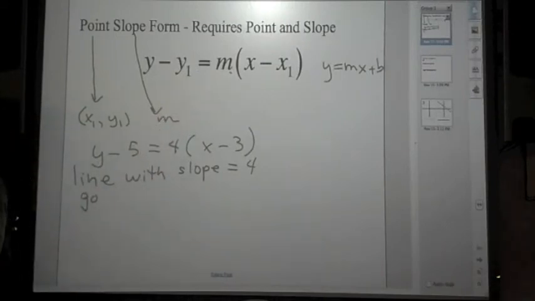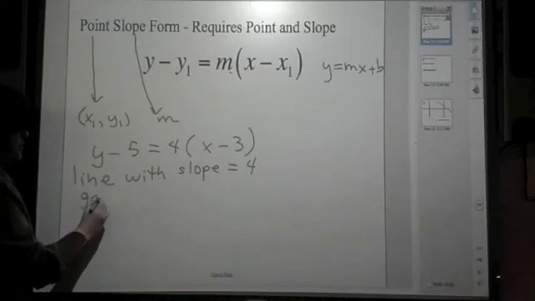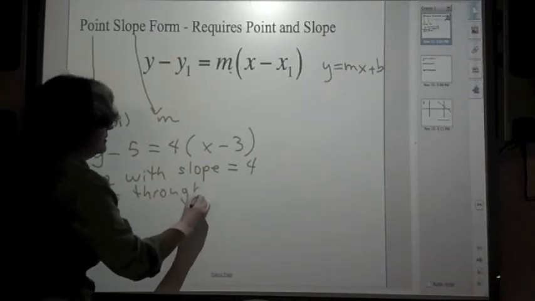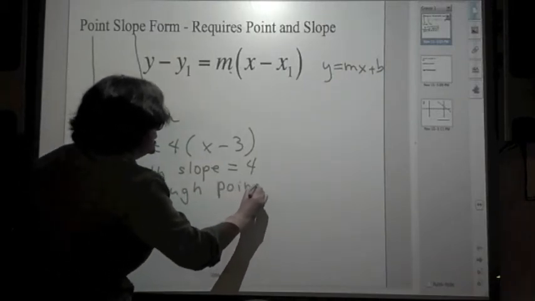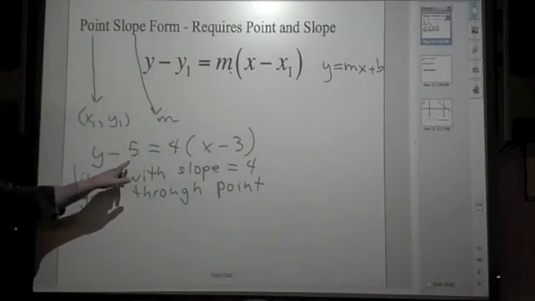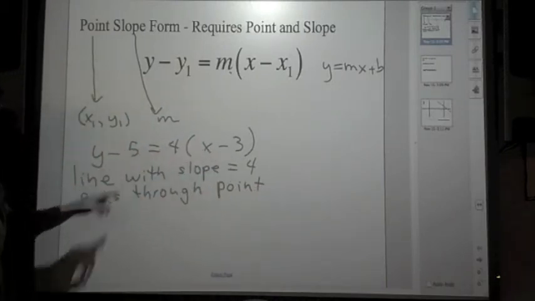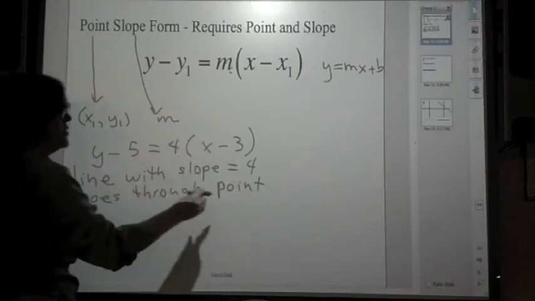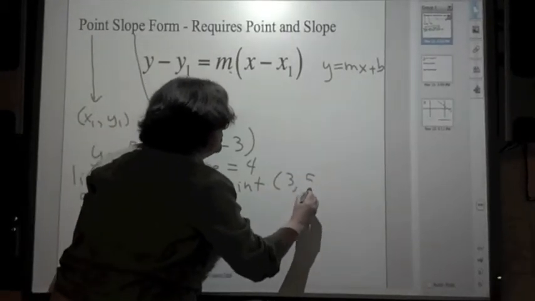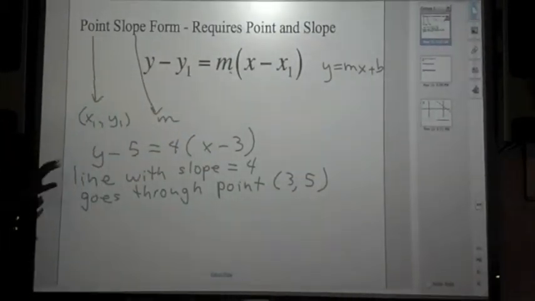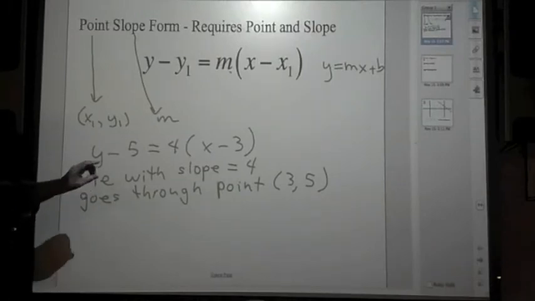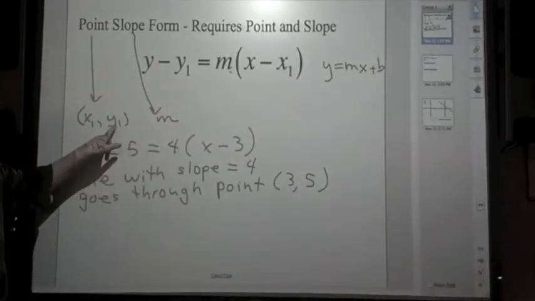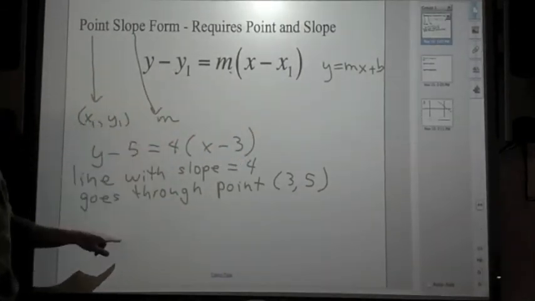We don't know what the y-intercept is, no idea yet, but we do know it goes through one other point. And the point is not 5, 3. It's going to be the point 3, 5. Just like usual, the x comes first, then the y. One of the things you want to watch out for always with this is you make sure that you have your x number with the x in the equation and the y number with the y in the equation.